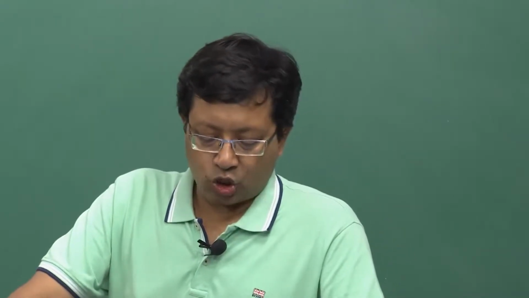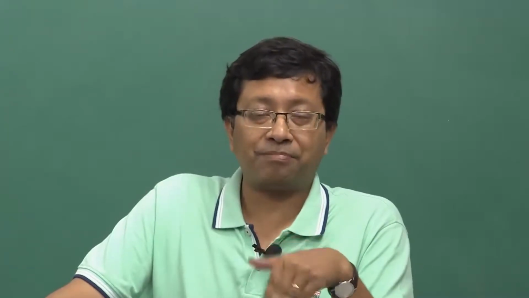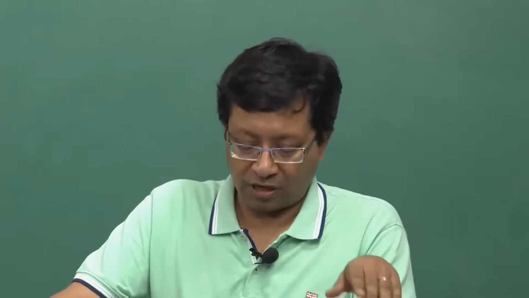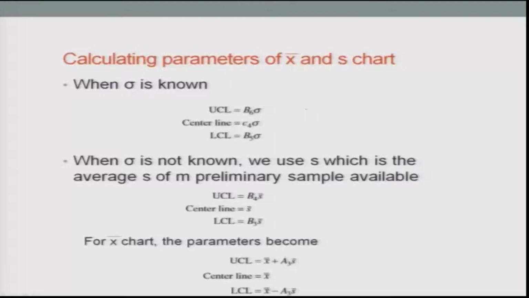When sigma is not known, what you do is replace that sigma by the corresponding sample standard deviation, or the sample standard error, which is S. But now obviously you will try to replace it by the average value of the standard error. So, let me continue reading it. When sigma is not known, we use S bar, which is the average of S for m preliminary samples you have taken.